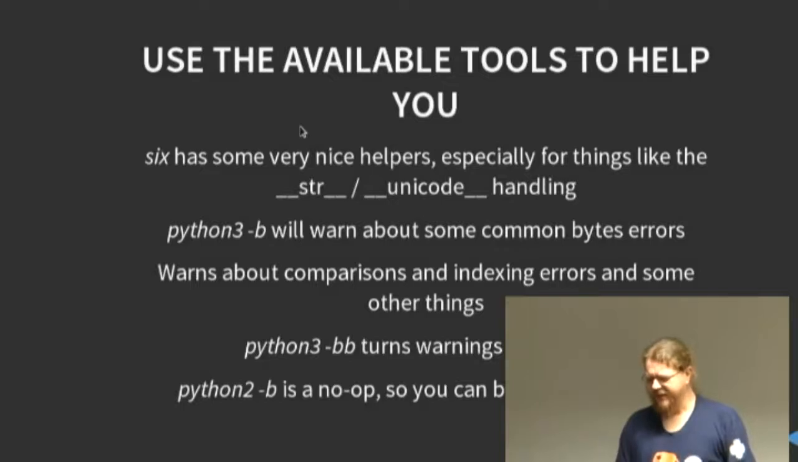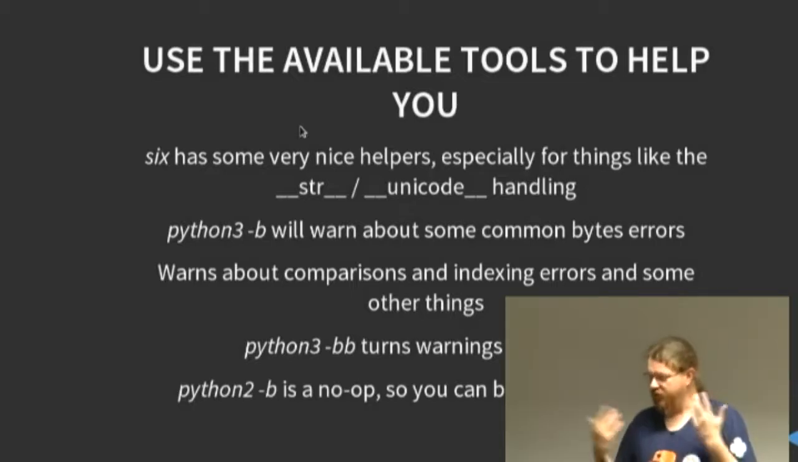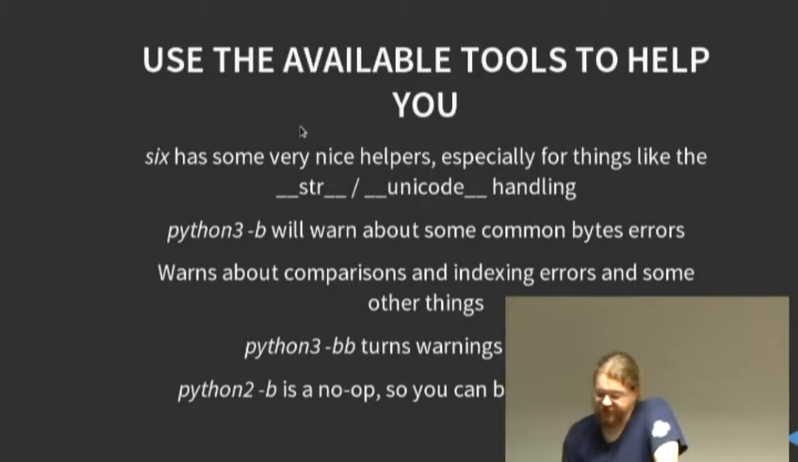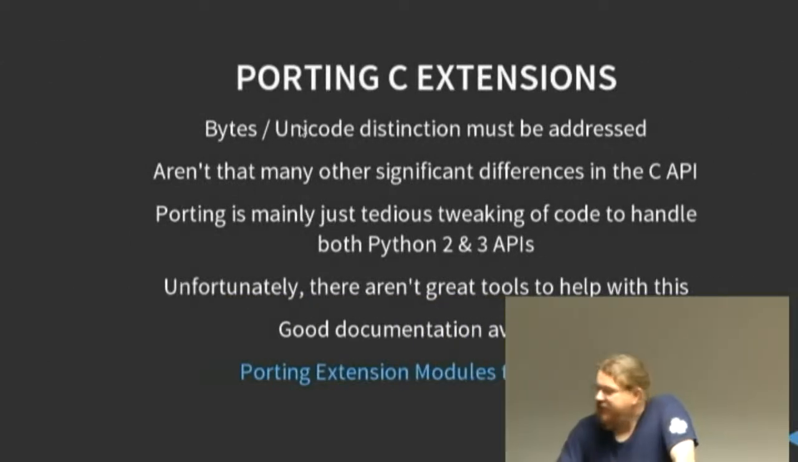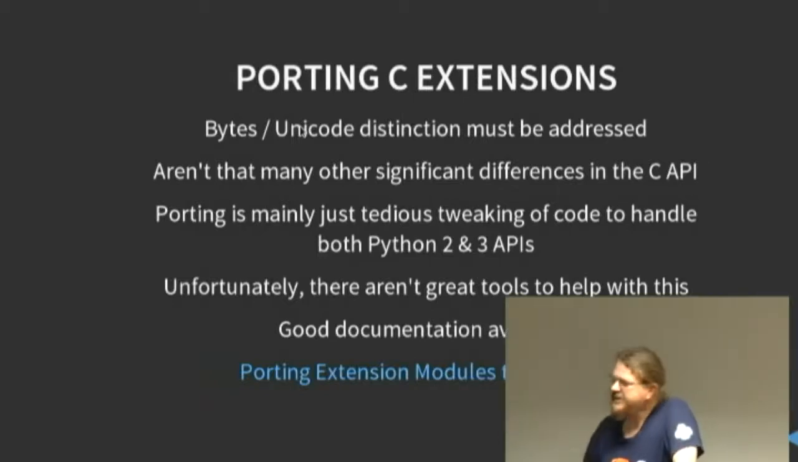But the text and bytes separation is not something you can do automatically. It's the major thing that requires work and thought, and there are a lot of benefits to it once you've gone through it. We've heard a bit about C extensions. If you're porting a C extension, you still have to work through the bytes Unicode distinction. Most of the other things aren't really significant. Porting a C extension is usually a bunch of little tedious fixes to deal with the fact that the API is slightly different. There aren't really great tools to help you with this, which is a bit annoying, but there's very good documentation which tells you how to do it.